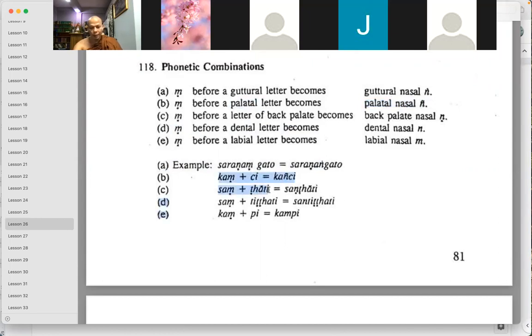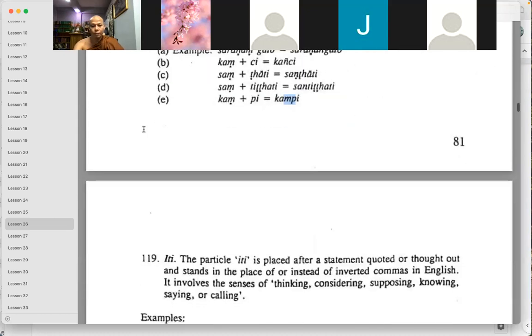And then san, ta, di. Ta is a retroflex sound, so the niggahita changes to na. Sandi. And then san, de, te, di. Followed by da, the niggahita changes to the dental na. So here you see, without the dot, dental na. And gam followed by b changes to ma, you see, in this way. That is how we form the euphonic combination.